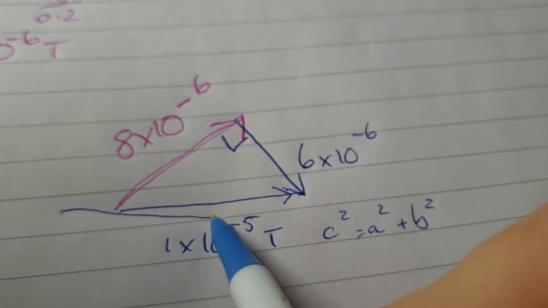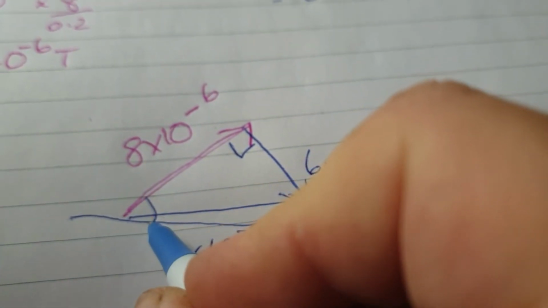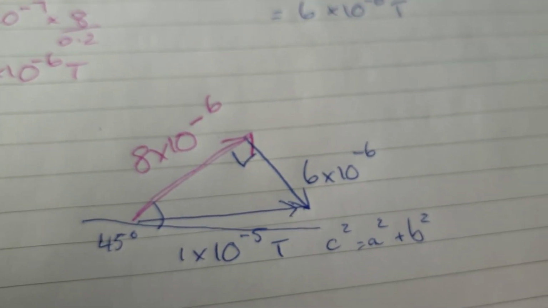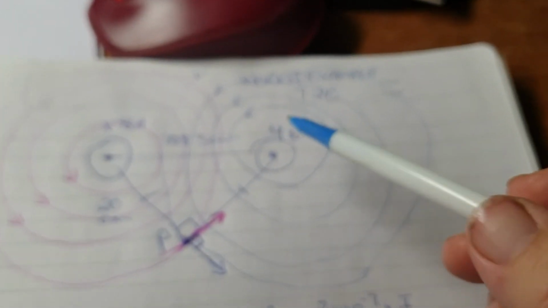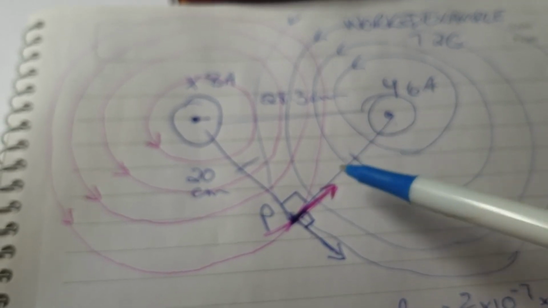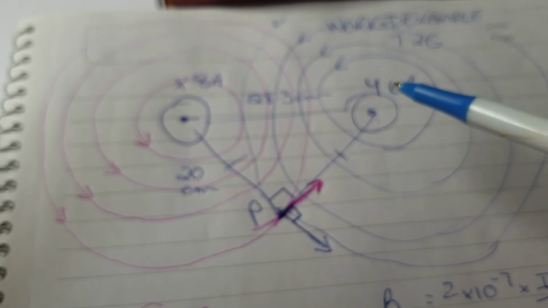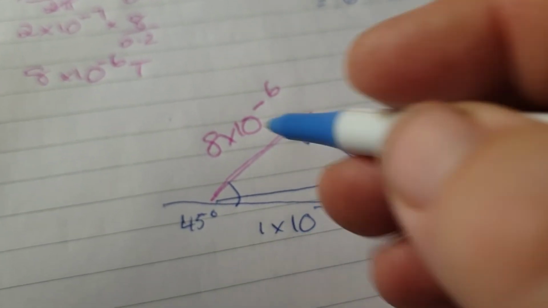Now, according to your textbook, this angle here is 45 degrees, and I assume that is due to some kind of geometry to do with this isosceles triangle. There's no explanation for it. It's beyond me. You'll have to ask someone good at maths why they think it's that.